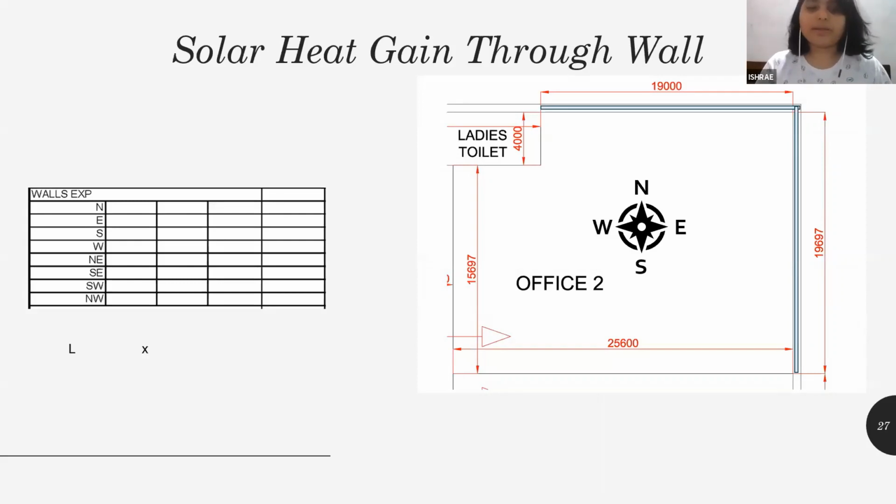So here you will be able to see that I'm going to calculate the total area for 25.6 meter. So I've converted it into feet, and I will multiply it with my height, and I will get the total area for south side wall, and I'll put it up. Now, just like solar heat gain through the glass, what did we do after calculating the area? We found the solar heat gain through the glass. So similarly, we'll now find the solar heat gain through a wall.